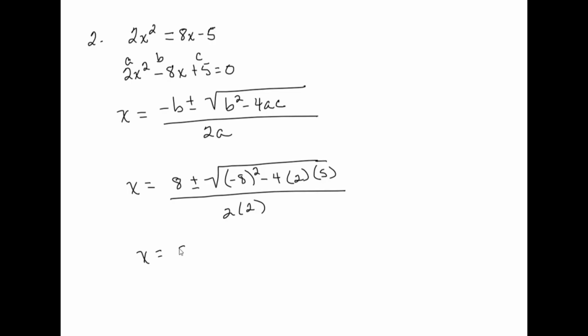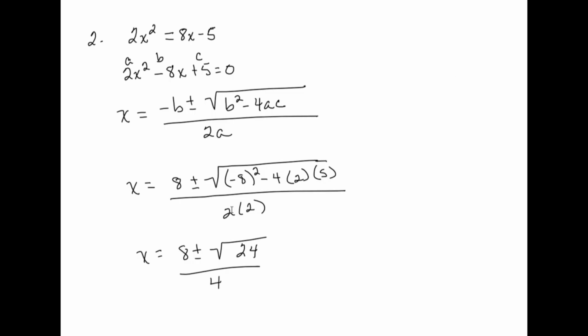So x equals 8 plus or minus the square root. And just put all of that into the calculator, and you're going to get 24. And that's divided by 4. And again, I made my square root sign too long.